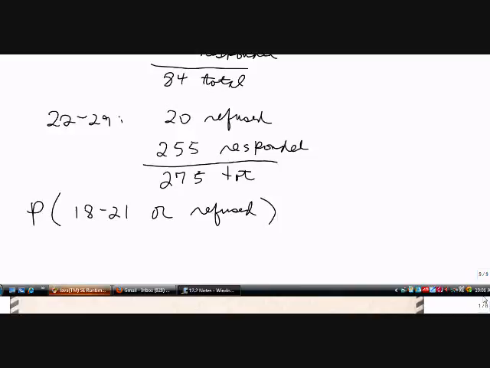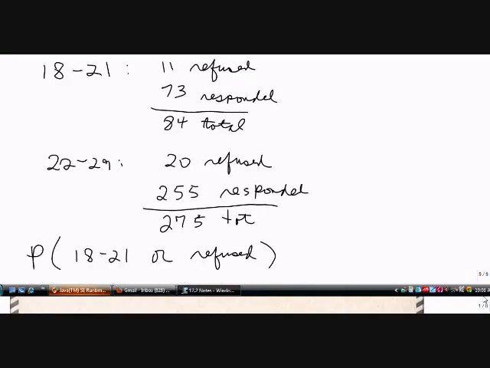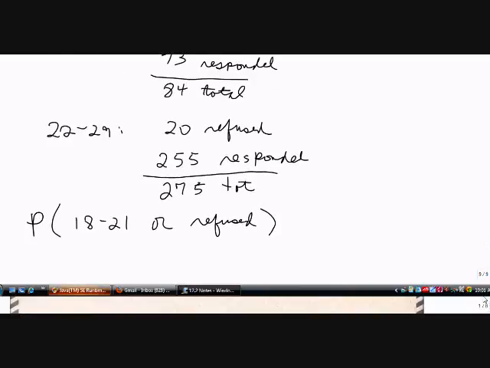Okay. So the probability of being in the 18 to 21-year-old age group is 84. Yeah. I'm sorry, what? Oh, thank you. No. Oh, it says refuse to respond. Oh, you're on problem 2. I'm on problem 1. Okay.